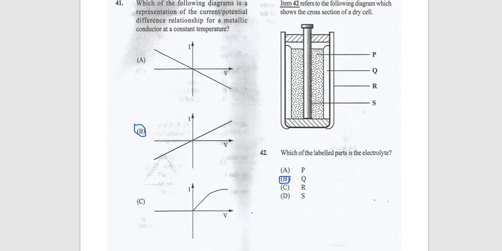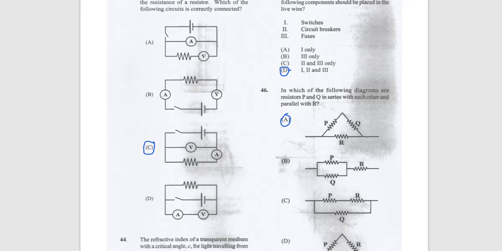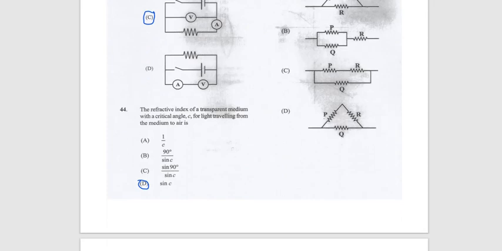42. Which of the labeled parts is the electrolyte? And this is Q. B. Number 43. A student requires a circuit to measure the resistance of a resistor. Which of the following circuits is correctly connected? This would be C, because the voltmeter has to be connected across the resistor to measure the resistance. Ammeter has limited resistance, so it is negligible.